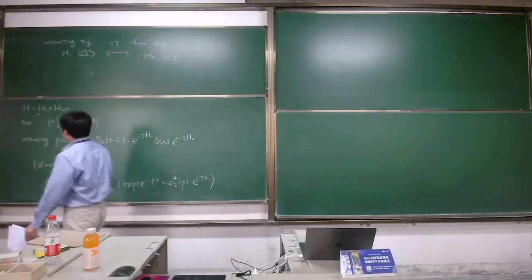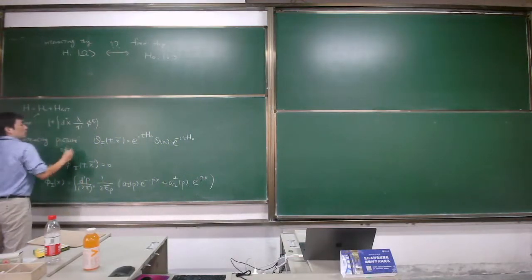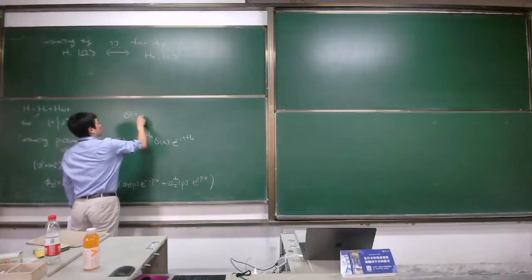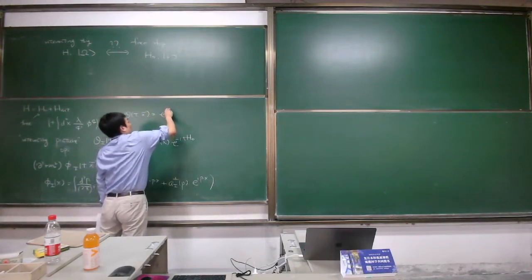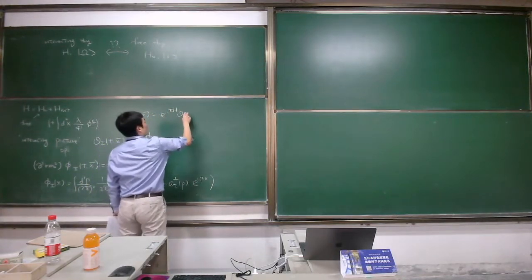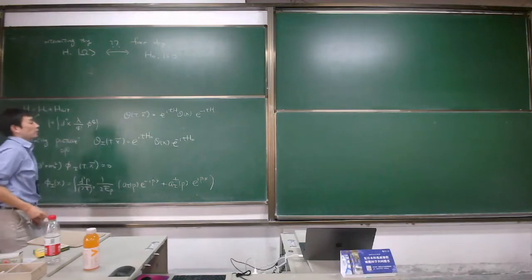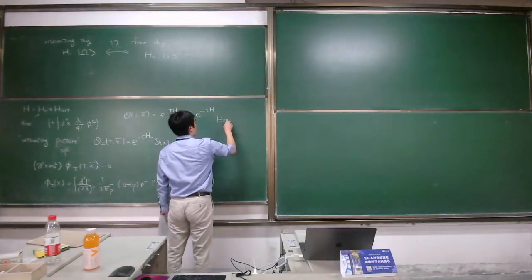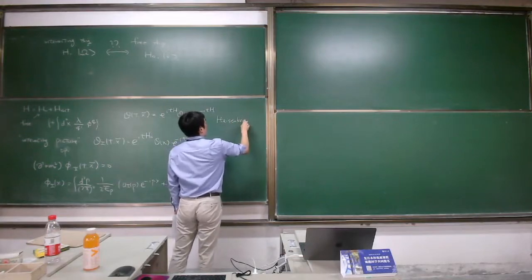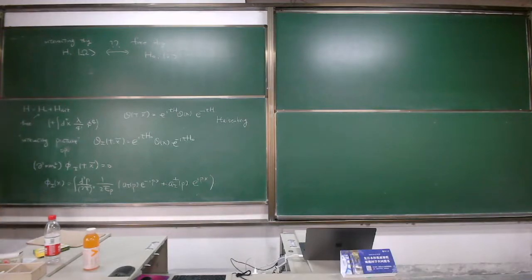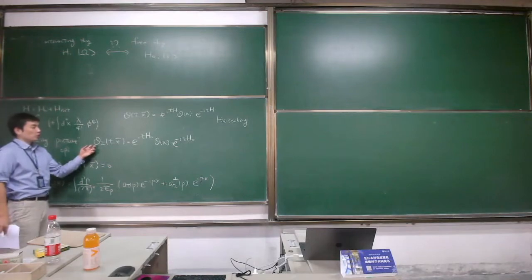To do that, we introduce the so-called interacting picture. Instead of the usual Heisenberg picture, which is e to the i t H, O of x, e to the minus i t H. Okay, so this is the Heisenberg picture. But if lambda is very small, the difference between H and H0 is tiny. So that's the idea of perturbation theory. And then we just introduced O_I.